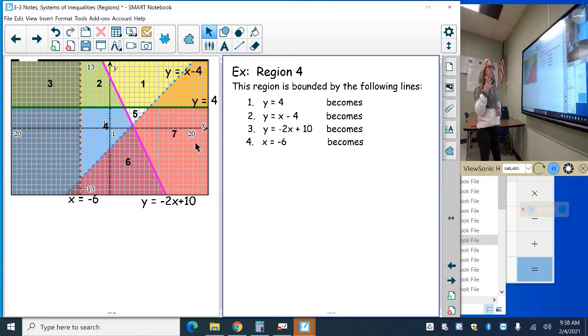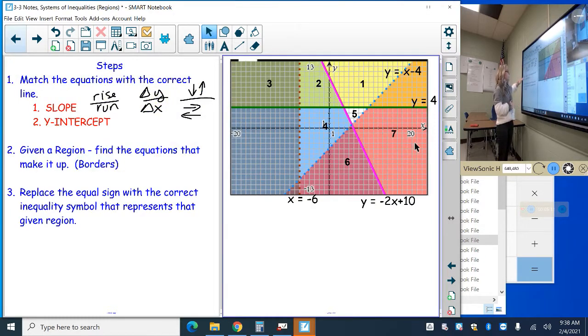Look at region 4. Region 4 is the light blue region on this graph, the light blue right in the middle. Now, the first question I asked myself, if you remember back on my steps, is: given the region, which we just had, region 4, find the equations that make it up. What borders region 4? The hard part of this is you have to ignore the x and y-intercept unless they are a part of the actual equations, which they're not in this case.